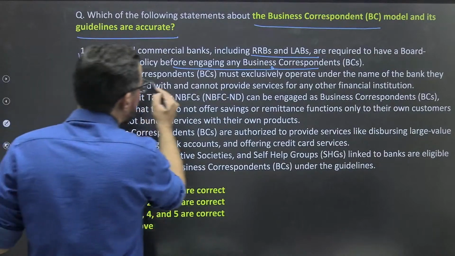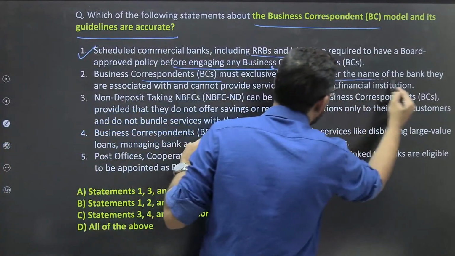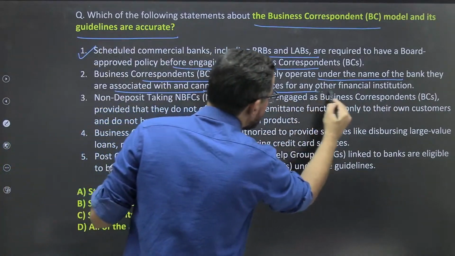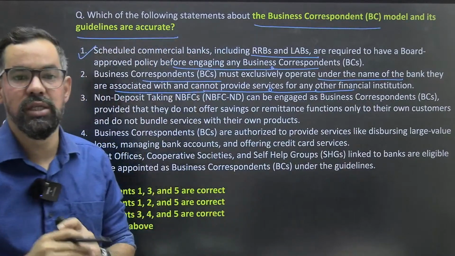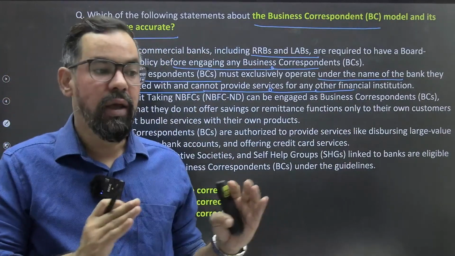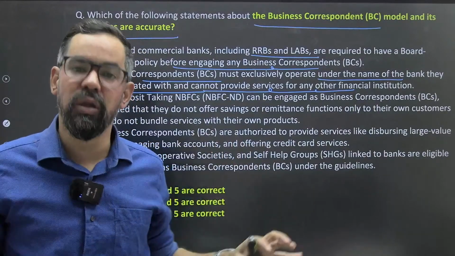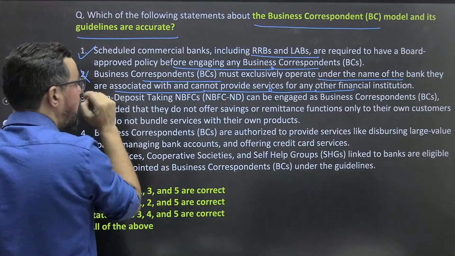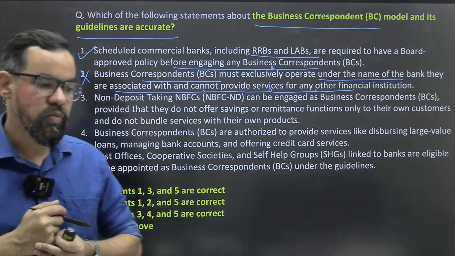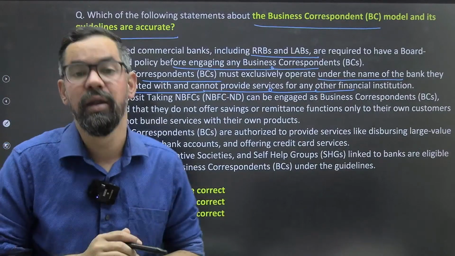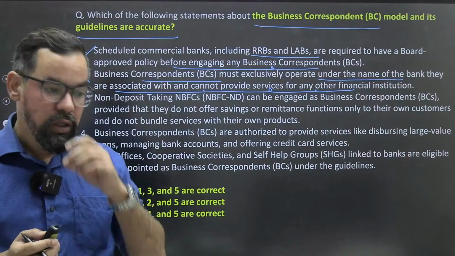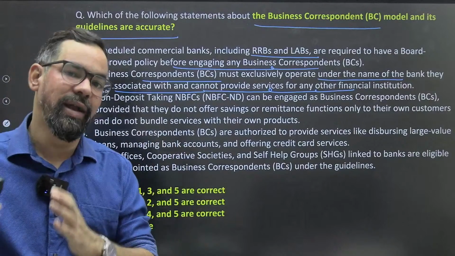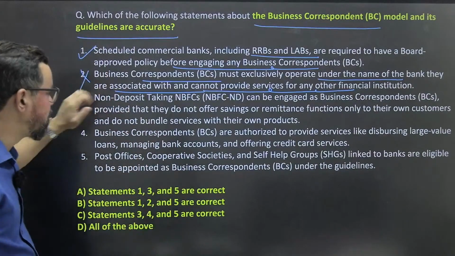Business correspondent must exclusively operate under the name of the bank they are associated with and cannot provide services for other financial institutions. No, this is completely wrong. They work as an intermediary, as an agency. They can provide services for multiple banks for different products, and this makes the statement wrong. They do not operate in the name of the bank itself. Let's say your bank is SBI. The business correspondent will not be in the name of SBI itself. They work as a separate entity doing your work. This makes this particular statement wrong.